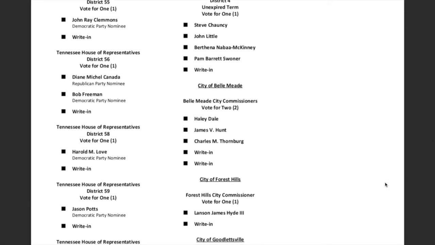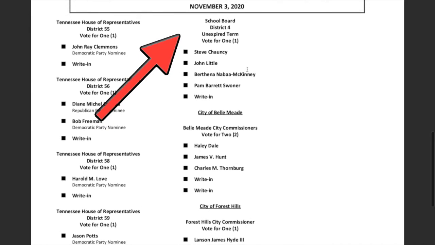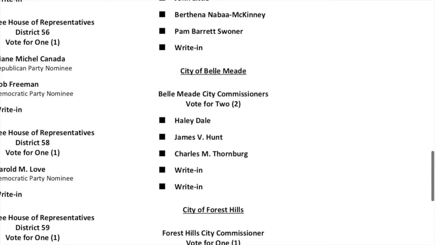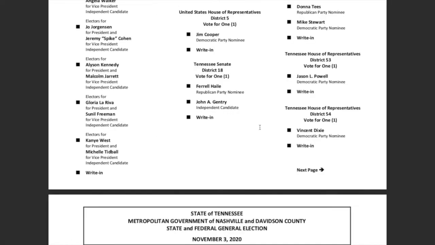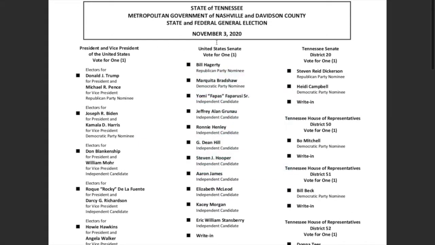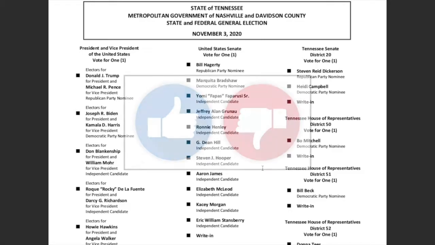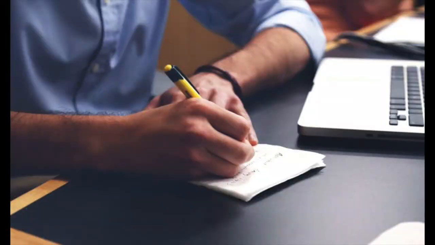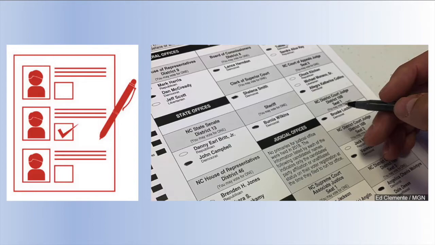Now, the last thing you see on the ballot is local elections. For example, here it says school board, and depending on what city you live in, say Belmead or Forest Hills, you can also vote for two commissioners. Those are the people in charge of the city government. Take a little bit of time and research the candidates who are running for each race, like president, senate, and all of the rest, and see which candidates, which people, you agree with most. That way, you can make a list of the people that you want to vote for, and then you can bring that list to the polls so you don't forget.